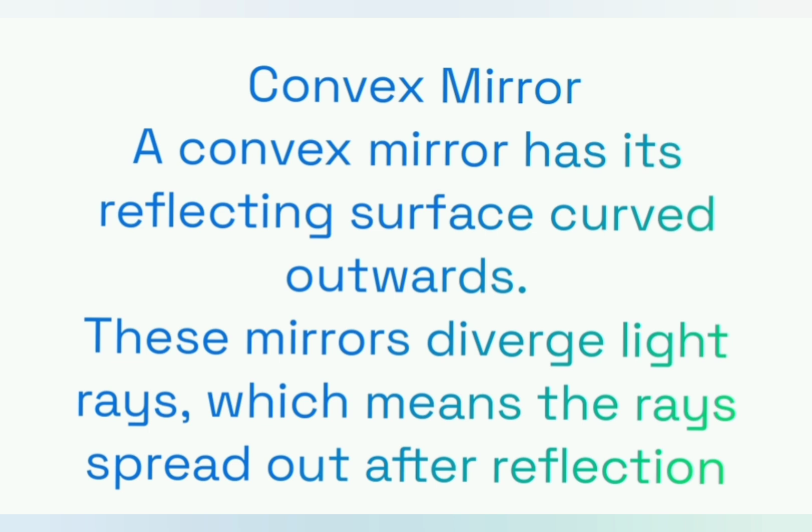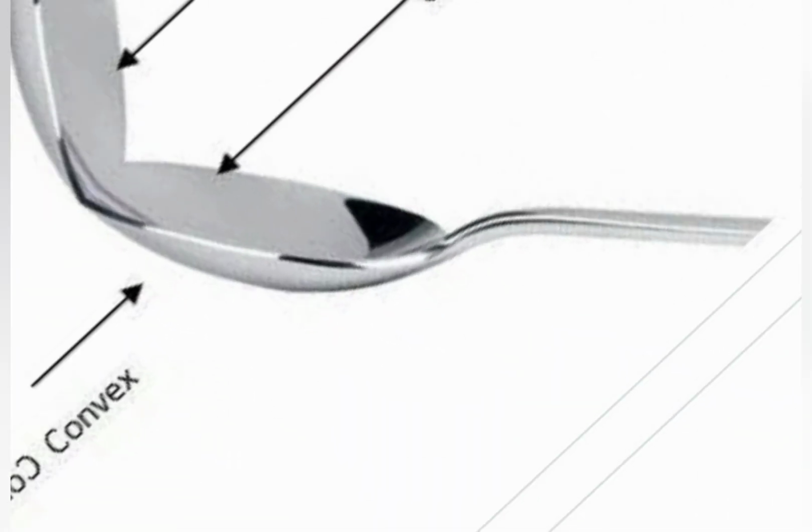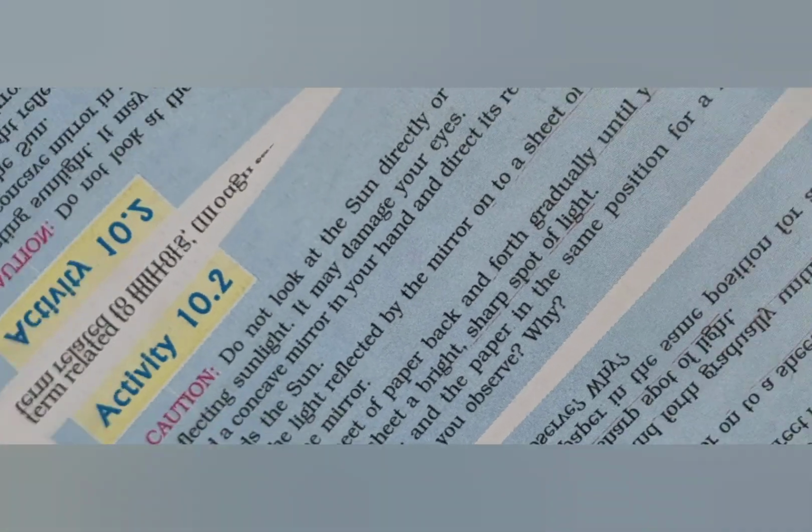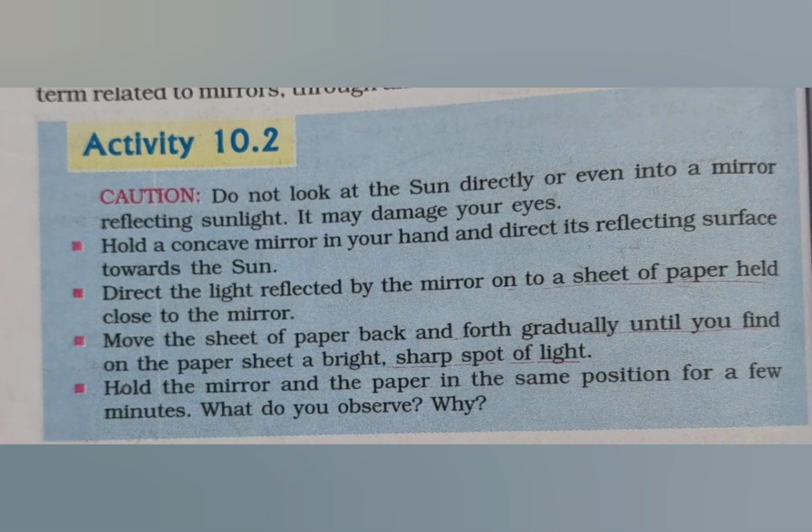Let us understand this with a simple real life example. Take a spoon and observe it carefully. When you look at the inner side of the spoon, it acts like a concave mirror because the surface is curved inwards. Now, look at the outer bulge side of the spoon. This side acts like a convex mirror because the surface is curved outwards. So, with just a simple spoon, you can easily understand the difference between concave and convex mirror. In exams, usually they will ask activity based questions.